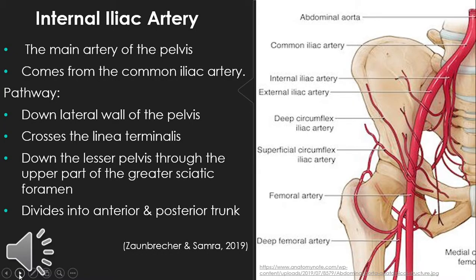The internal iliac artery is the main artery of the pelvis. It comes from the common iliac artery. The pathway of this artery is that it runs downward along the lateral wall of the pelvis, and then crosses the linea terminalis and descends to the lesser pelvis through the upper part of the greater sciatic foramen. And lastly, it divides into the anterior and posterior trunk.